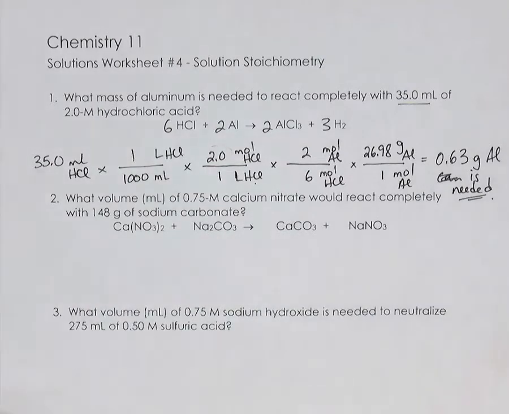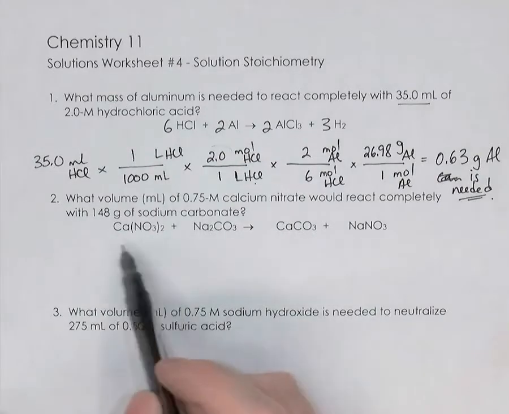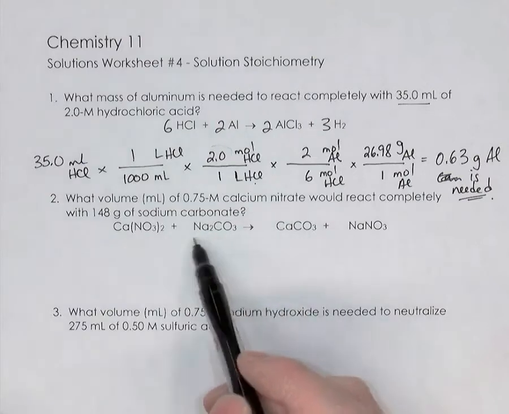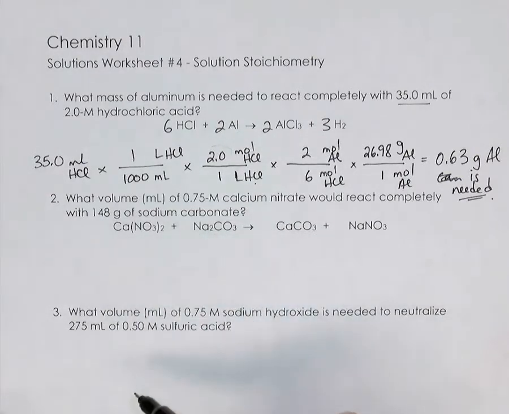Question number 2. What volume in milliliters of 0.75 molar calcium nitrate would react completely with 148 grams of sodium carbonate? So this is a similar question to the one we just did, but instead of giving us the volume and the concentration and asking what mass will react with it, we're doing this in the opposite direction. We're given a mass of sodium carbonate, and we want to know what volume of the other reactant, the calcium nitrate, would react with it. So we'll assume the calcium nitrate is a solution, 0.75 molar, and the sodium carbonate must have been a solid. We're measuring out 148 grams.